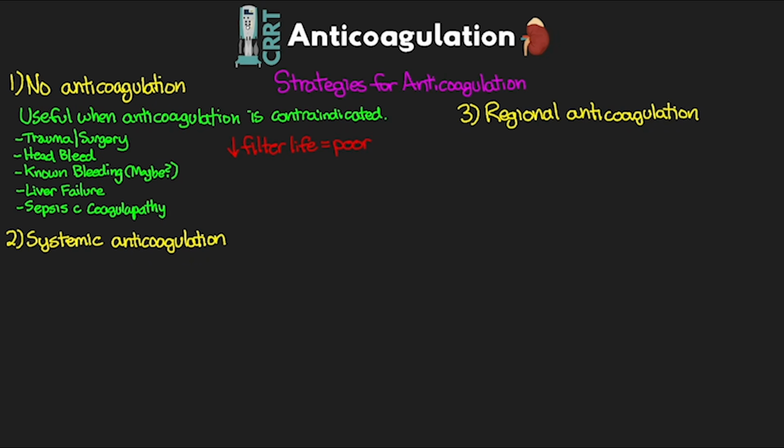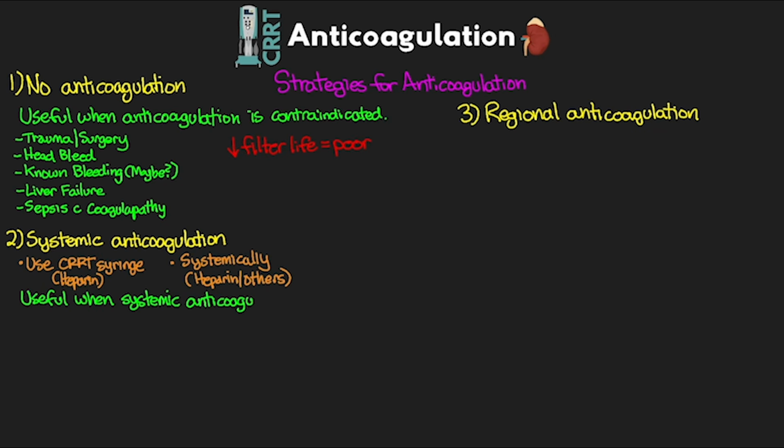Now, for our systemic anticoagulation strategy, we're either going to want to anticoagulate our patient through the syringe pump on the CRRT machine with heparin, or systemically given to the patient with heparin or other drug options. Now, this strategy is often going to be useful in patients who require systemic anticoagulation already, and examples of this would be patients with mechanical heart valves, or if they have a DVT or a PE, where we're going to need to give them systemic anticoagulation anyways, and our CRRT is just going to benefit from that.